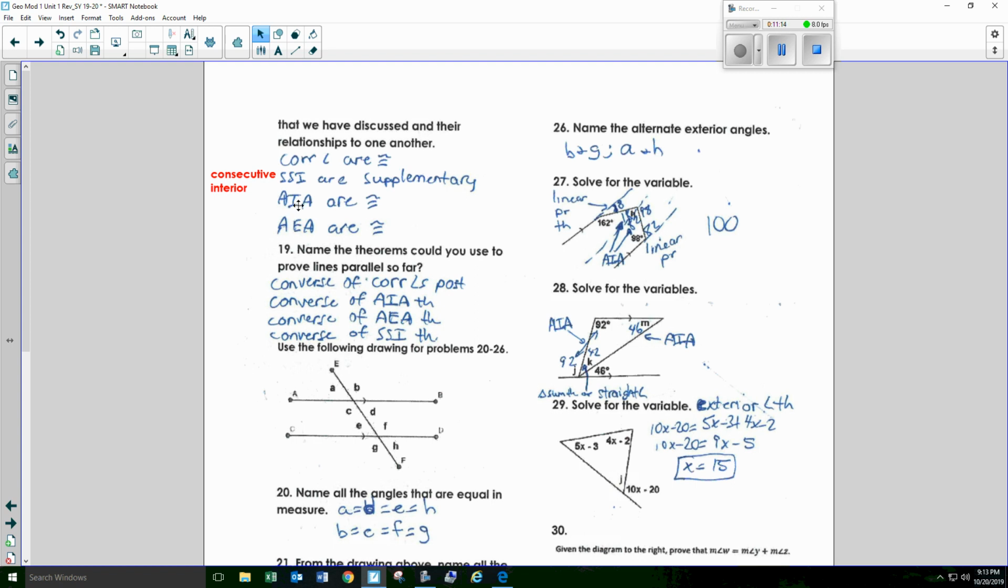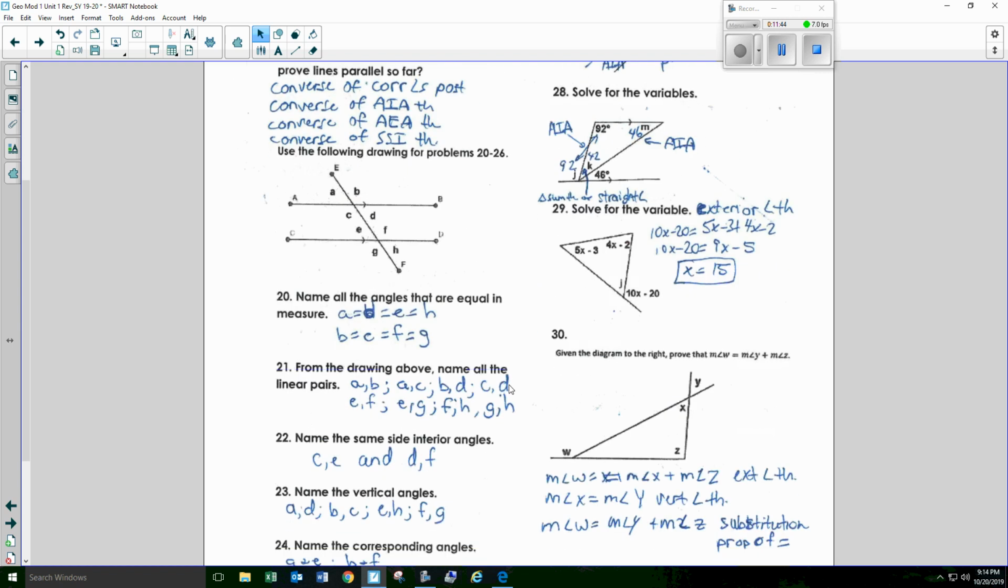So if we can show alternate interior angles are equal, then the lines are parallel by converse of the alternate interior angles theorem. If we show alternate exterior angles are equal, then we prove it parallel by converse of the alternate exterior angles theorem. If we show corresponding angles are congruent, then it's converse of the corresponding angles postulate. And if we can show consecutive interior angles or same side interior angles are supplementary, remember that means they add to 180, then they're parallel by converse of the SSI theorem.